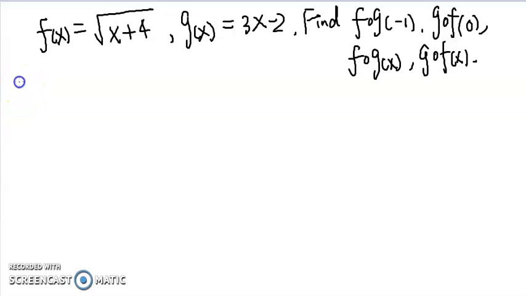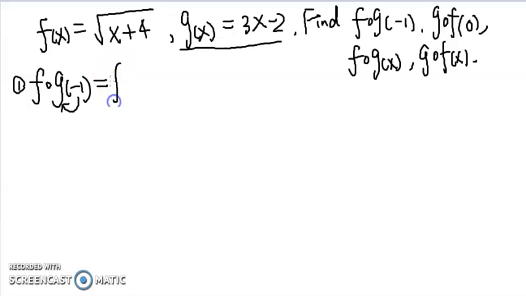First, let's start with f of g of -1. We're going to do two steps. First, we plug -1 into the g function. This one is the g function, and for the letter f, we're going to keep it. We're going to do the f function in the second step. When we plug -1 into the function, we replace x with -1. So we have 3 times -1. If you can do this in your head, go ahead and write down the answer. So we have -3 minus 2, that's -5.